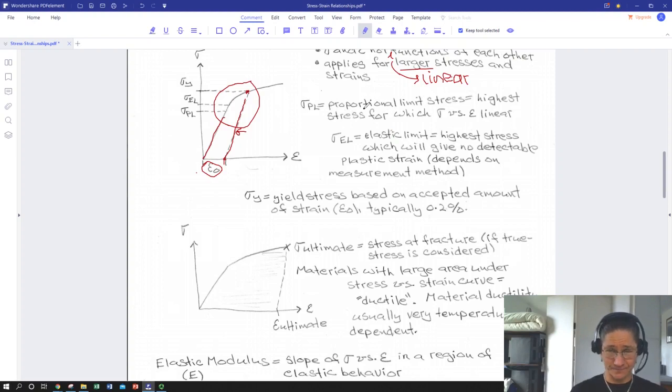Proportional limit stress is when you stop having a proportional relationship between stress and strain. So it tends to be the lowest stress associated with yielding phenomena. The elastic limit is the highest stress which gives no detectable plastic strain, which of course depends on the detection limit of your measurement method. So that's not going to be consistent from one test to another, which is why typically the values that are reported are that 2% offset, because that normalizes everybody's test methods. Just about everybody can measure that.